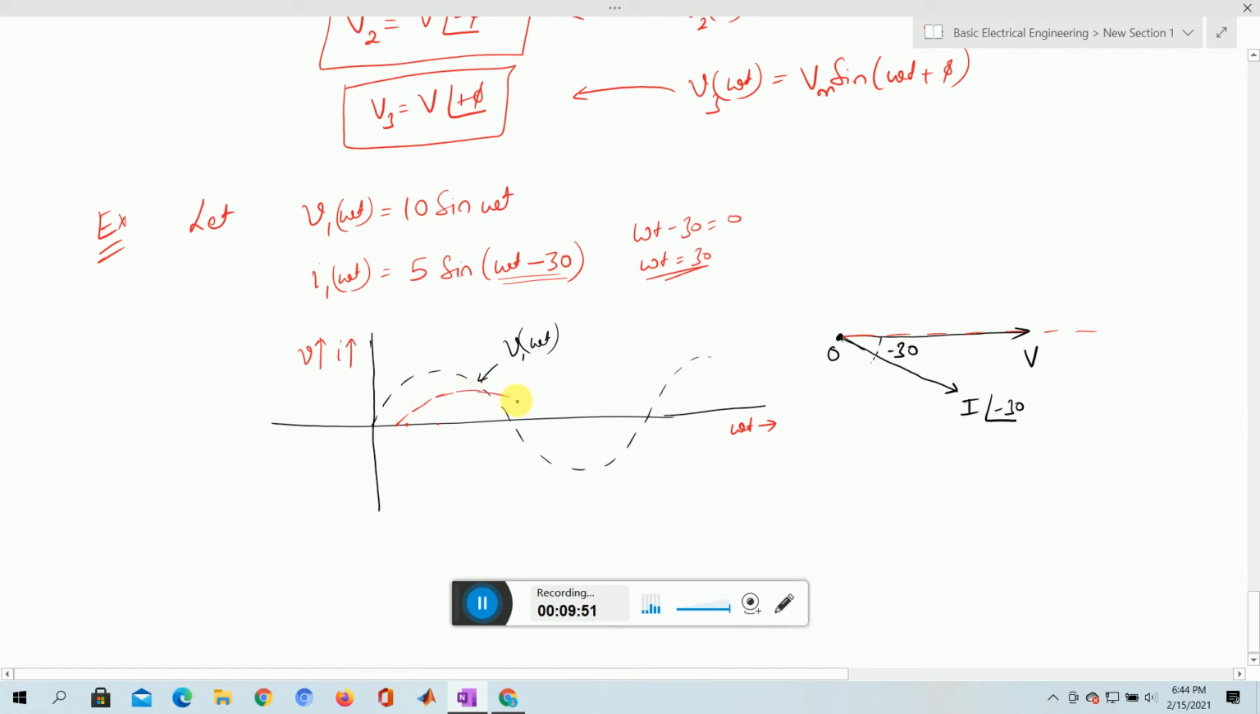Obviously the waveform will start like this, this is the way the waveform will look. So what is the reflection out of it? This is the current waveform I1 of omega t. At time t equals 0, the voltage is 0 but the current is a negative value. When omega t is equal to 0, you can call it t0 or omega t0, this value is 0 because sine of 0 is 0, and sine of minus 30 is negative.